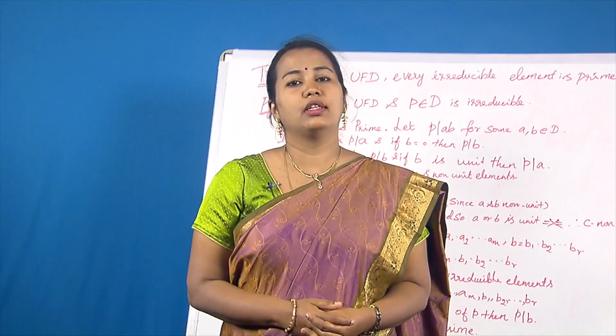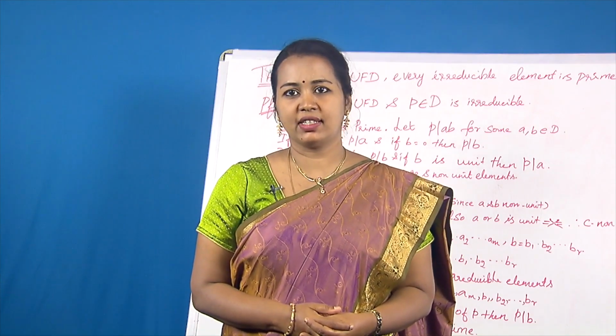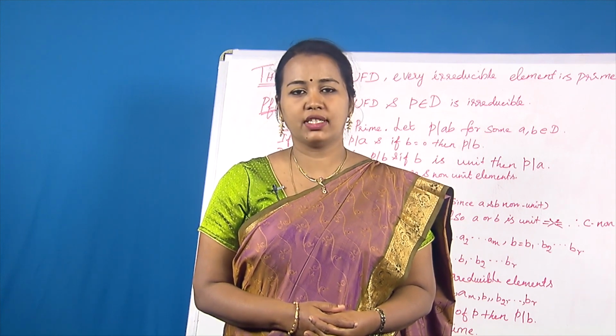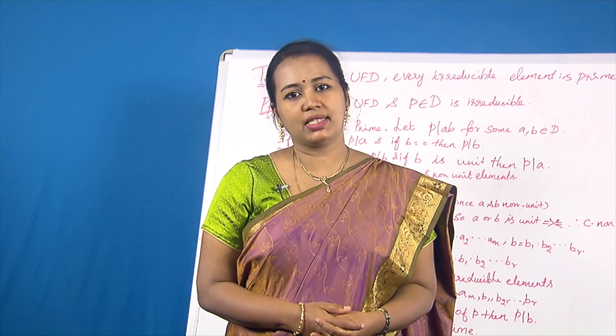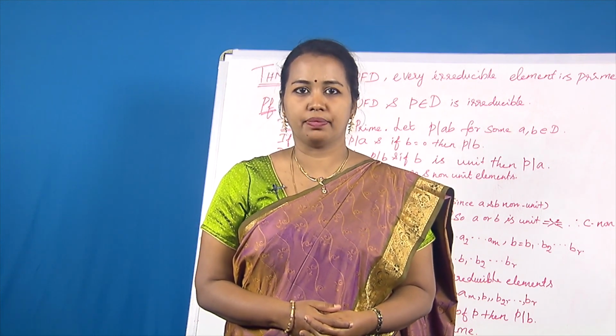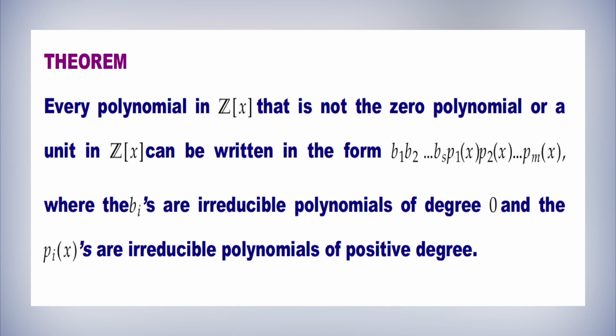Hence the theorem. The fundamental theorem of arithmetic tells us that the ring of integers is a unique factorization domain. The next theorem states that Z of x is a unique factorization domain. Theorem: every polynomial in Z of x that is not the zero polynomial or a unit in Z of x can be written in the form B1, B2, so on up to Bs, and P1 of x, P2 of x, so on up to Pm of x, a product of these terms, where the Bi's are irreducible polynomials of degree 0 and the Pi of x's are irreducible polynomials of positive degree.